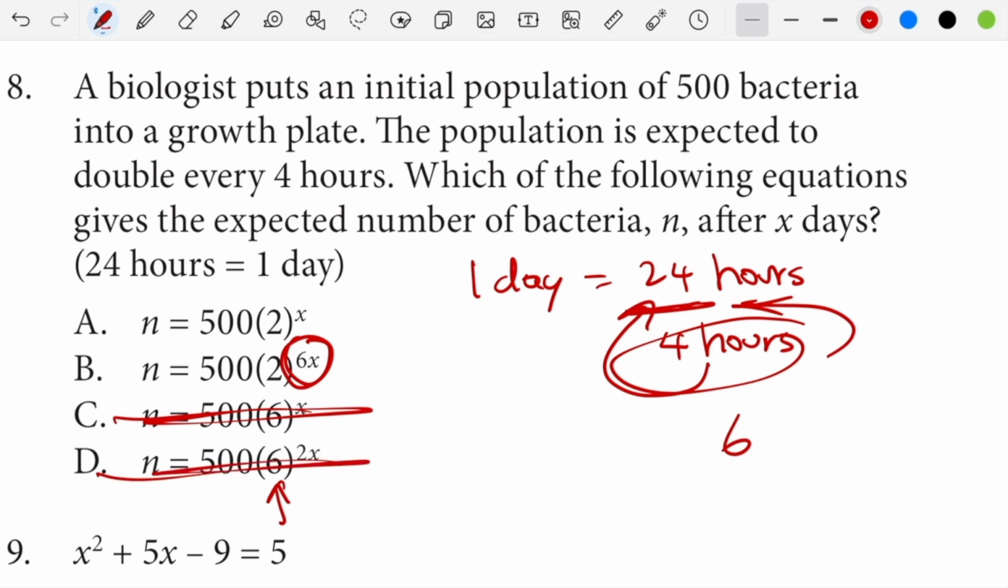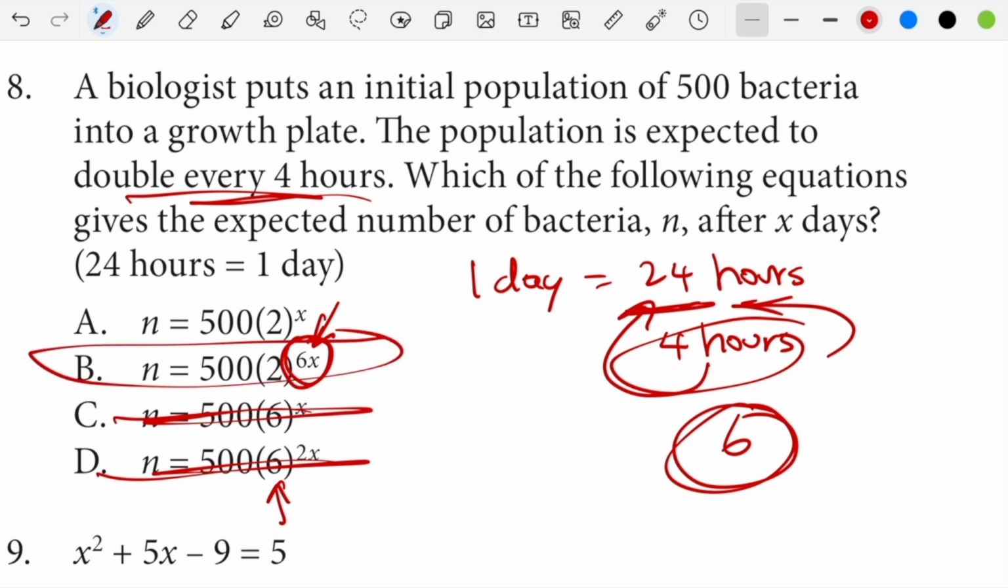Neither one of them. All right, and the 6, the trick is every 4 hours. So there's 6 groups or 6 packets of 4 hours in 1 day, which is the value of x. All right, so my answer is B.